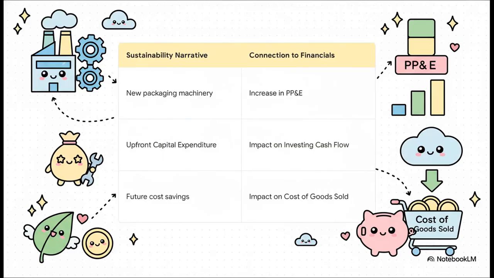And this is where we connect the story directly to the numbers. That investment in new machinery, well, that's going to show up as an increase in property, plant, and equipment on your balance sheet. That big upfront payment, that hits your cash flow from investing activities. And those long-term savings you're hoping for, that's going to have a positive impact on your cost of goods sold. See, every single part of the story has a direct home in your financial statements.